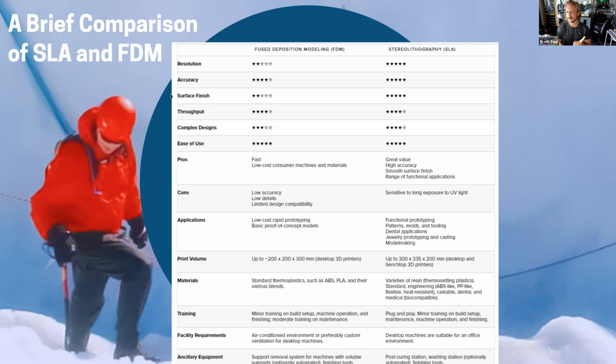For complex design, stereolithography has a little bit of an edge on FDM simply because of what we've already discussed about resolution and accuracy. FDM tends to be less expensive than stereolithography for all of these reasons. The components are cheaper, they're more accessible. And so if you're looking to get started with 3D printing, FDM is a great place to start and to get your feet wet at a lower cost.